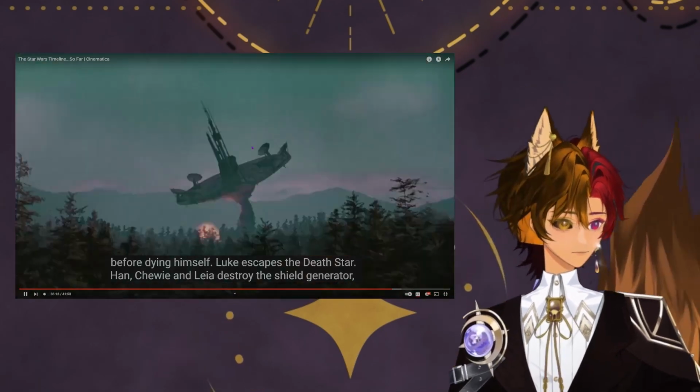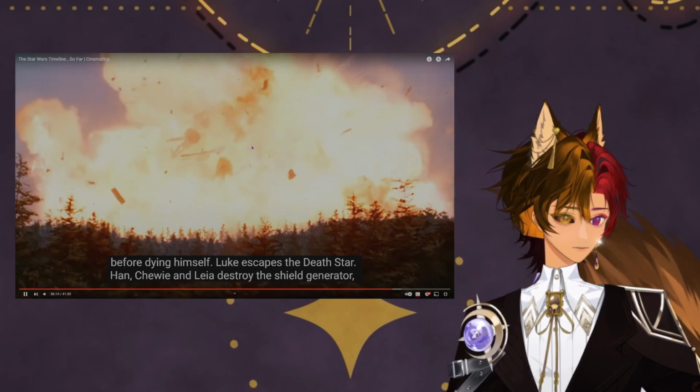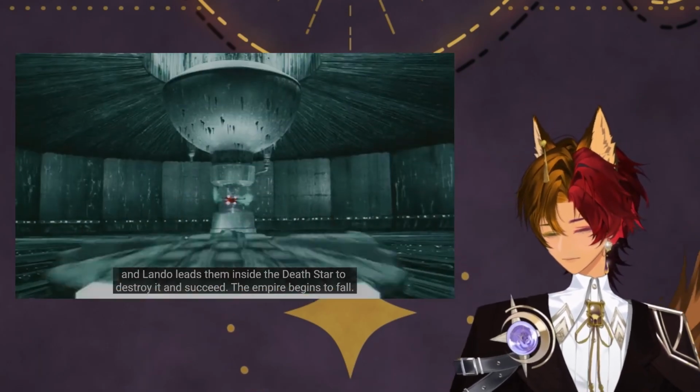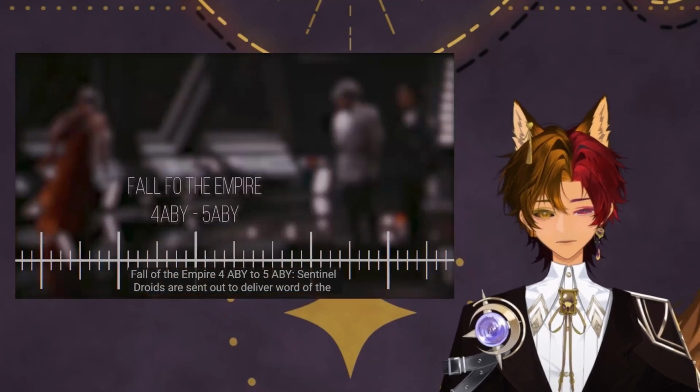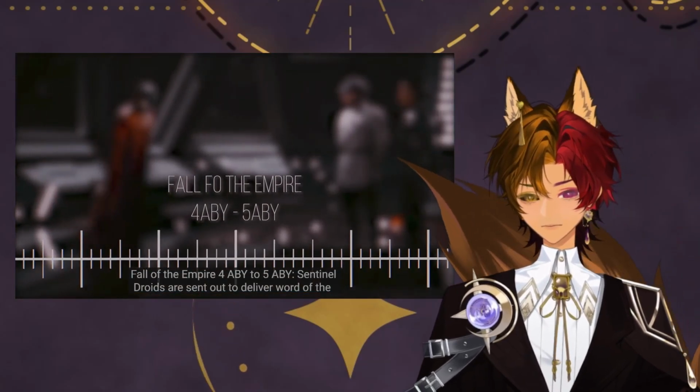At the Death Star, Han, Chewie, and Leia destroy the shield generator, and Lando Calrissian leads them inside the Death Star to destroy it and succeed. The Empire begins to fall. Fall of the Empire, 4 ABY to 5 ABY.